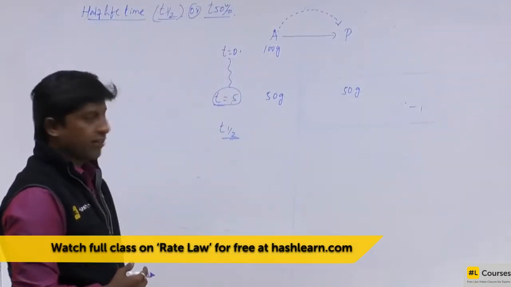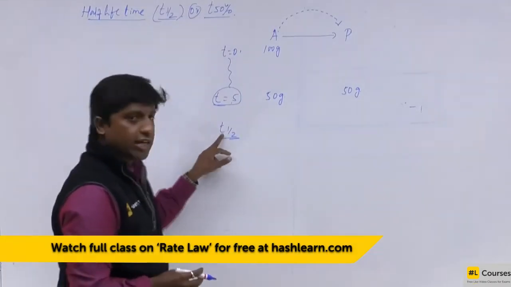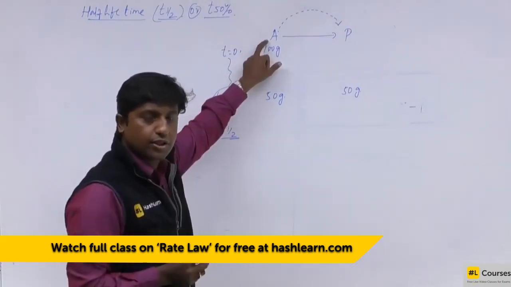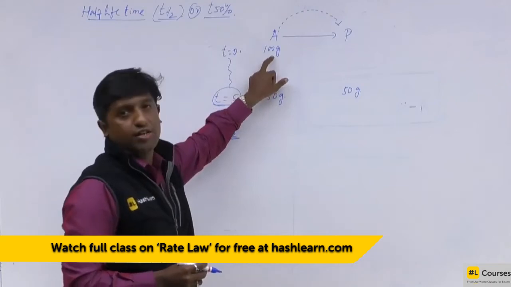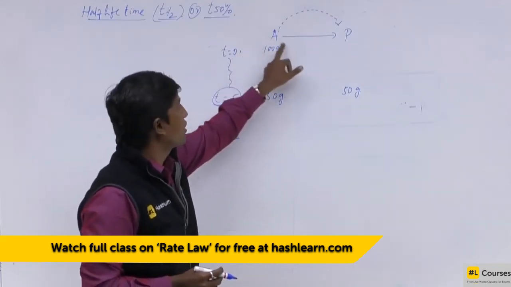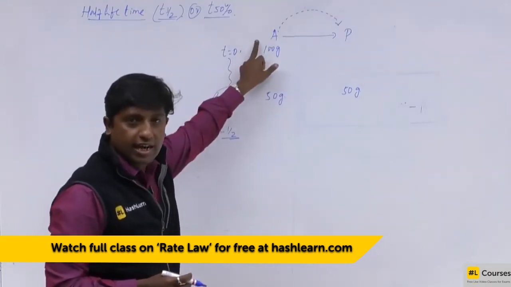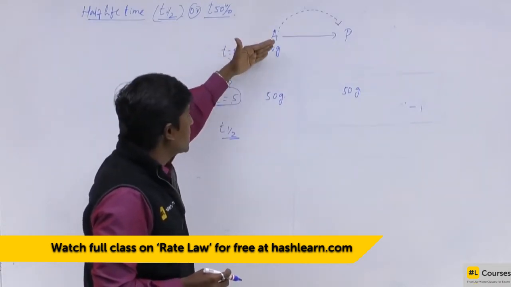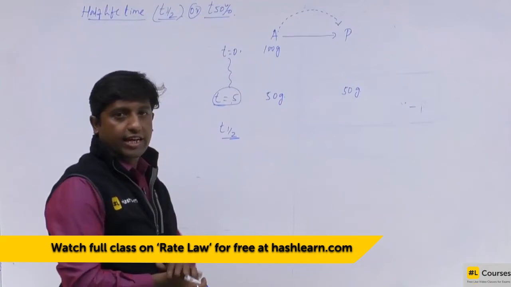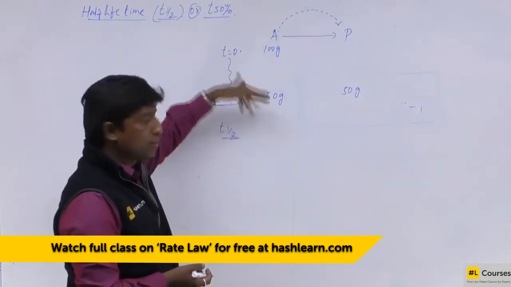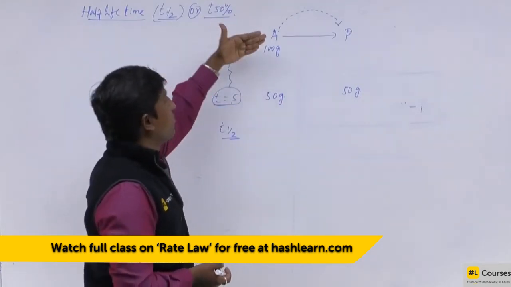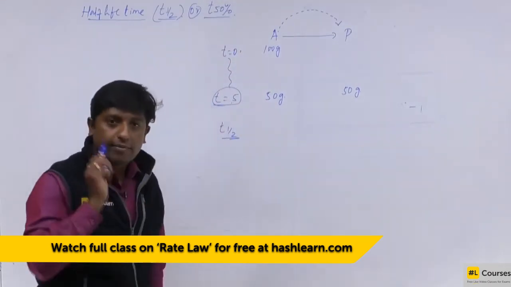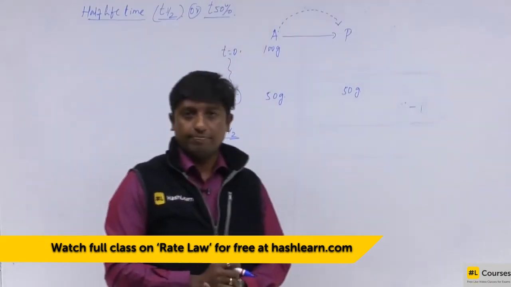Now I will define half-life. It is the time required for the reactant molecule to get reduced to half of its initial value. The initial concentration of reactant A is found to be 100 grams. From 100 grams, the reactant A is slowly converting into 50 grams, half of it. So, for the change in the concentration from 100 grams to 50 grams, what is the time consumed? That time we call it as half-life.